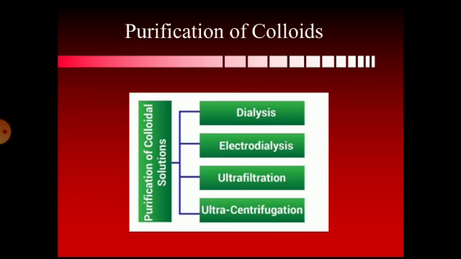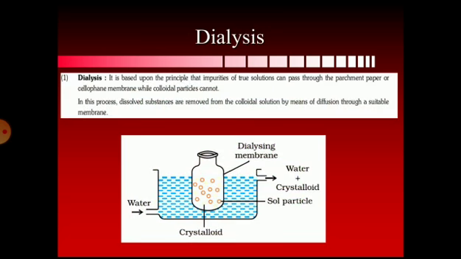Let us discuss the purification of colloids. The purification of colloids can be done in 4 ways. The first one is dialysis, the second is electrodialysis, the third is ultrafiltration, and the fourth is ultracentrifugation. The first three are in your syllabus, and ultracentrifugation is just for the sake of knowledge. Now let us study one by one.